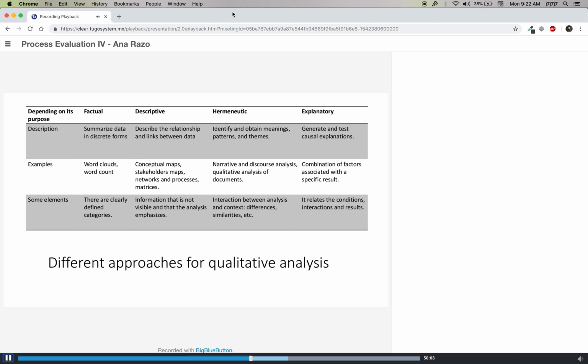And another analysis mechanism is a descriptive analysis. And here we start to add more cognitive elements regarding data. And this has to do with the relationship between links and data. So we start to map these relationships. What are some of the examples regarding this type of analysis? Well, for instance, conceptual maps, stakeholders maps. So in a process evaluation, you could map the stakeholders, how they are linked between the processes, how each one is related to a single process, or how a specific process can have an impact on different kinds of processes or institutions, for instance.